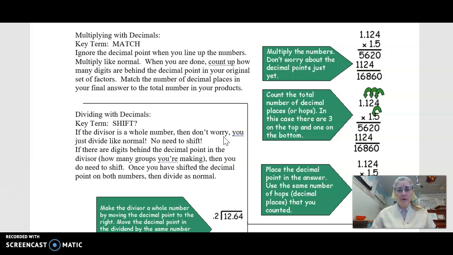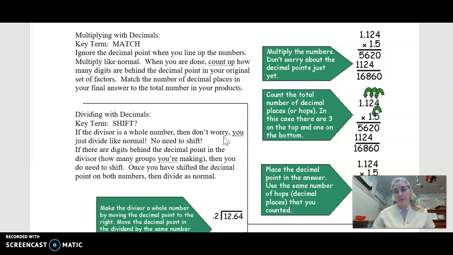Ignore the decimal point when you line up numbers. Multiply like normal. When you are done, count up how many digits are behind the decimal point in your original set of factors. Match the number of decimal places in your final answer to the total number in your factors. So if you have been working with the materials and we talked about where you need to shift your numbers, that's what you're doing here at the end: you are shifting your final product so that it is in the correct place value.